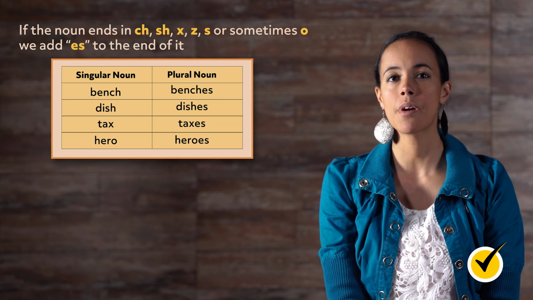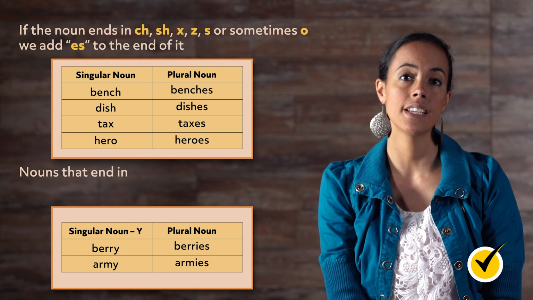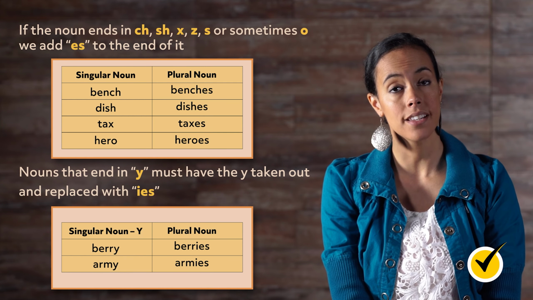There are other rules to properly make singular nouns plural. For example, nouns that end in Y must have the Y taken out and replaced with IES. There are always some exceptions to these rules, but the way you make a singular noun plural depends on what letter the word ends with. As you learn more words, these rules and exceptions will become easier to remember.